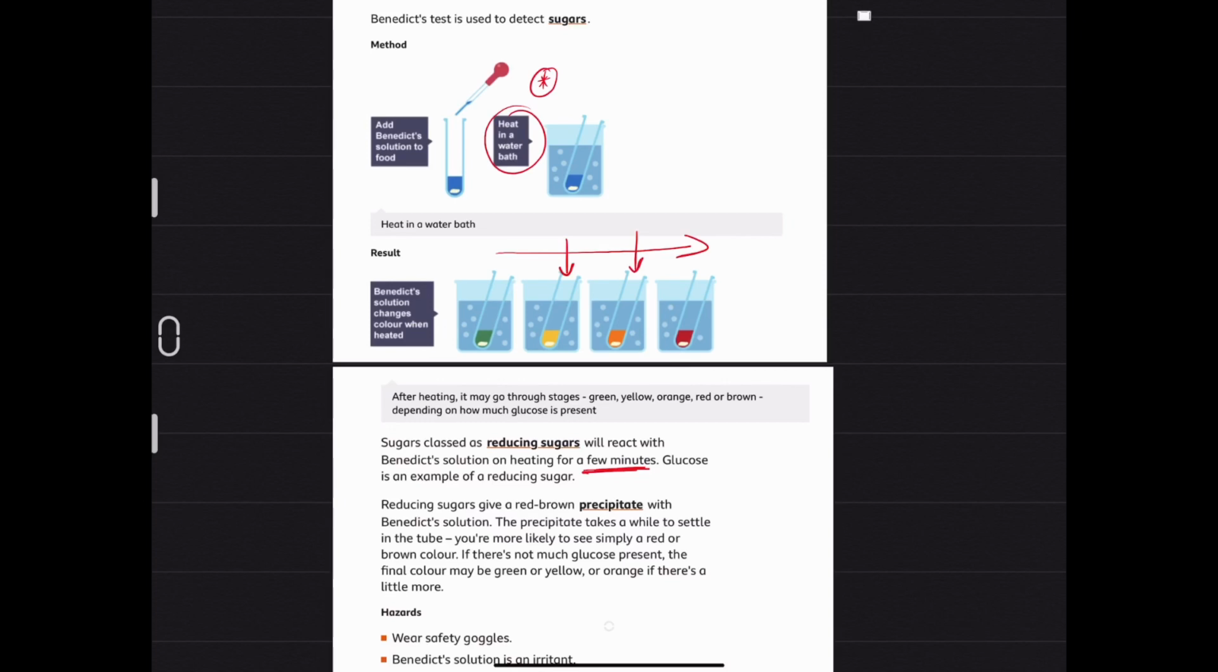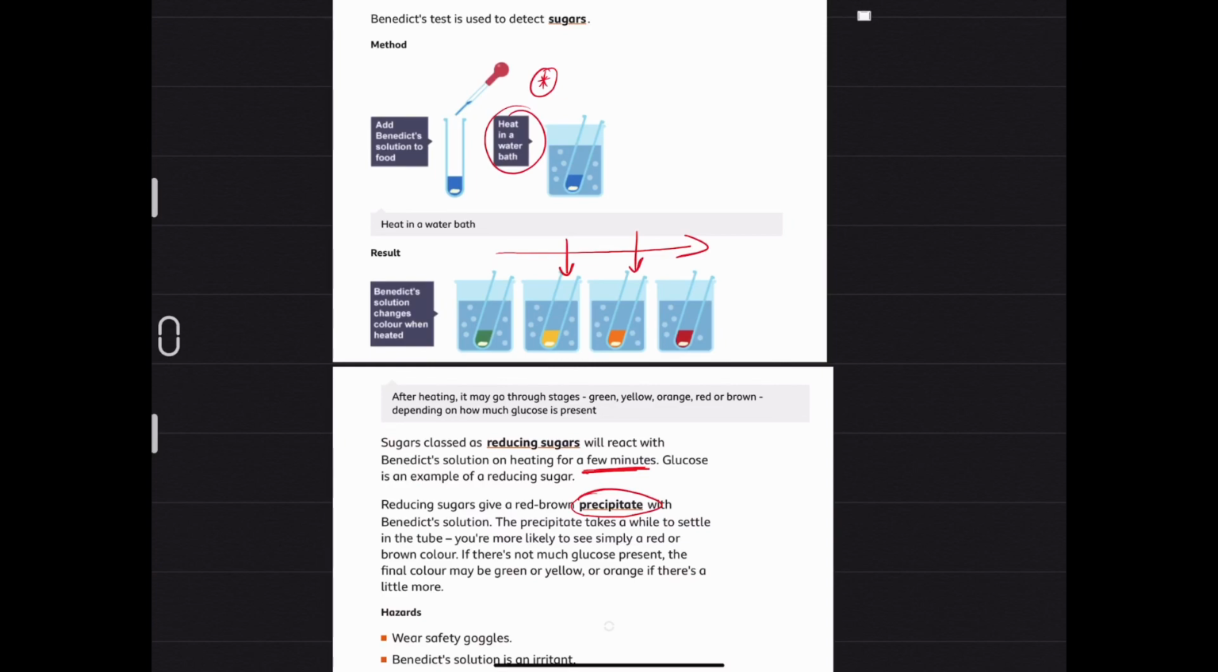Now, a positive test gives a brick red color change, and here they've used the word precipitate, so you can use that word as well. It's a good word to use. Examiners like to see that word in the exam when you're explaining the color change. So you can say brick red precipitate, okay, with Benedict solution. Okay, and there's a bit more information on the precipitate here as well.